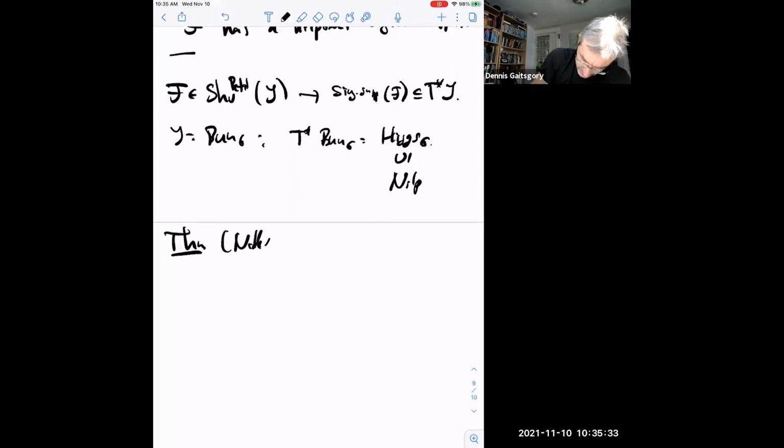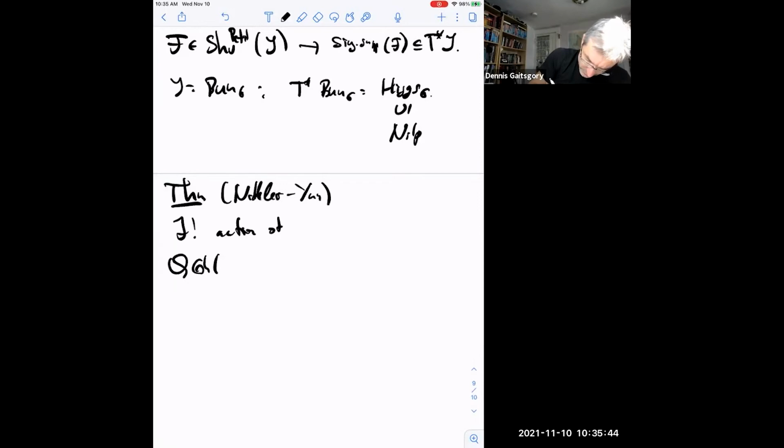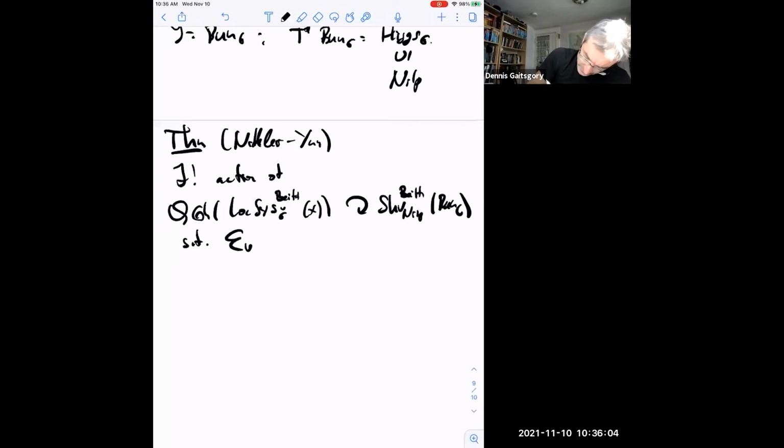The theorem says there exists a uniquely defined action of the category of quasi-coherent sheaves, Betti, on X, on now not all Betti sheaves but sheaves with nilpotent singular support, such that E_V acts as T_V. So now let me contrast the two theorems: the theorem of Drinfeld and myself and the theorem of Nadler and Yun.